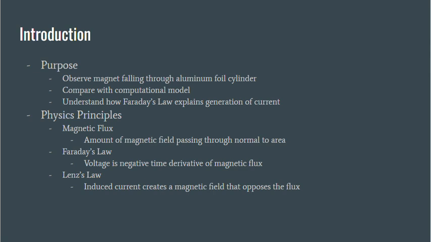Introduction. The purpose of this lab is to observe the magnet falling through the aluminum foil cylinder, compare the real results with the computational model, and understand how Faraday's law explains generation of current.